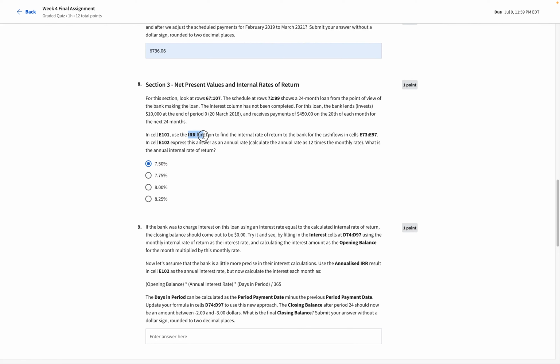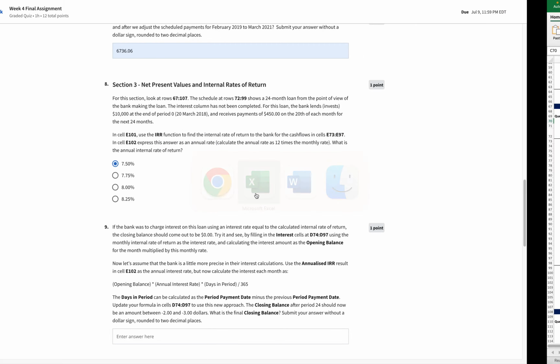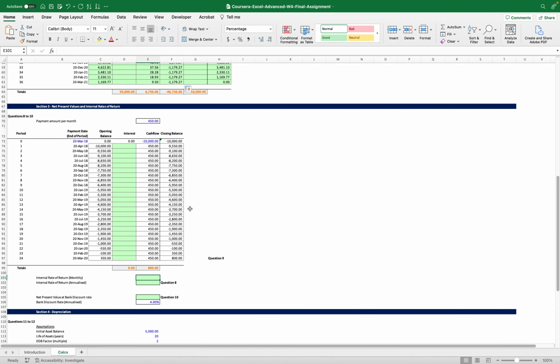They want us to calculate the internal rate for the bank for all the cash flows from E73 and then express this as an annual rate. So very thankfully, Excel has a formula for IRR, and that is all of our cash flow values. And then they want it annualized. So we'll take the monthly rate, simply times 12, and that gets us 7.5%.